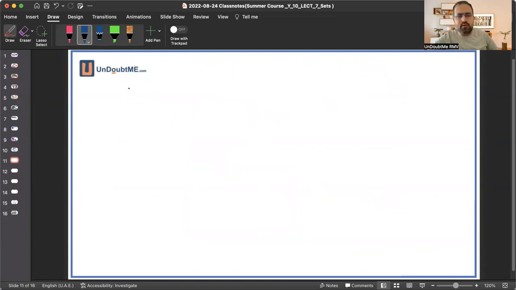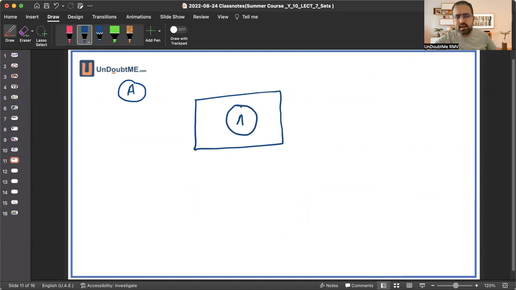So now onwards, if I want to make a Venn diagram of set A, I have to first make the universal set, and then inside that I will write set A. The sets are represented by circles, and they should be inside.